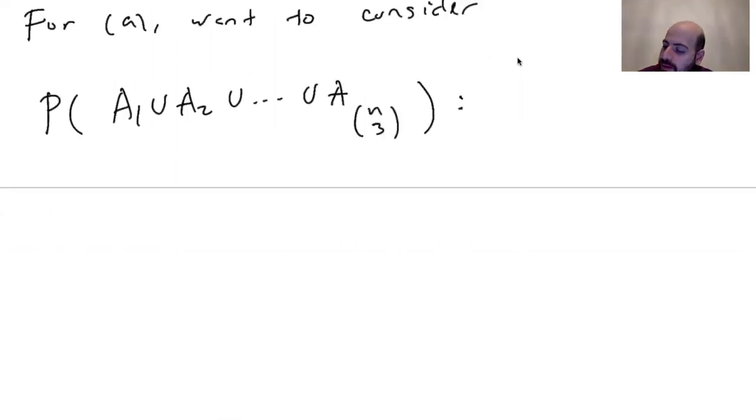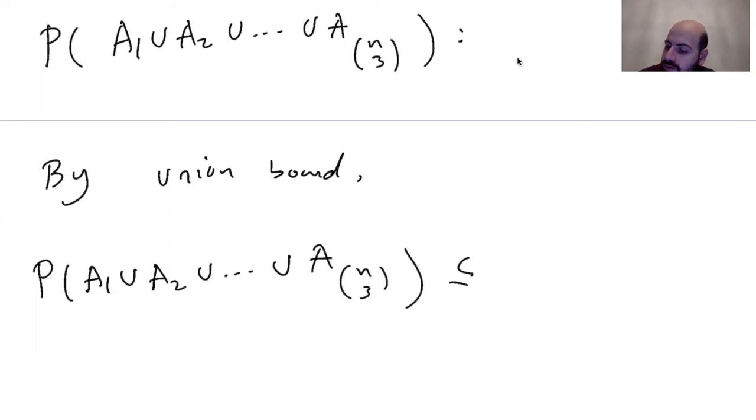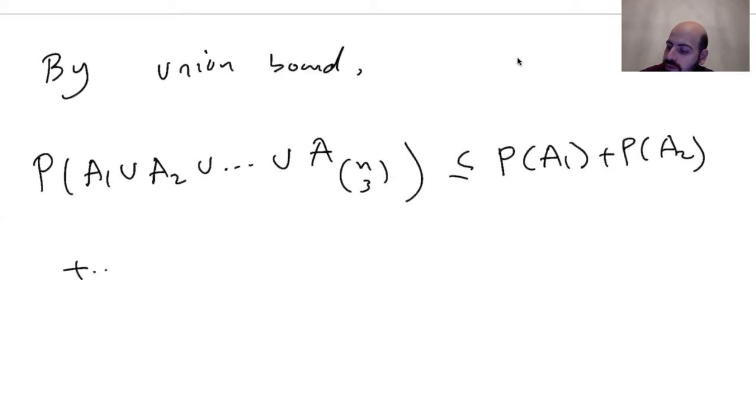How can I do that? One way to bound this from above, of course, is to use the union bound. By the union bound, P of A1 union A2 union all the way to A sub n choose 3 is less than or equal to P of A1 plus P of A2 plus all the way to P of A sub n choose 3.